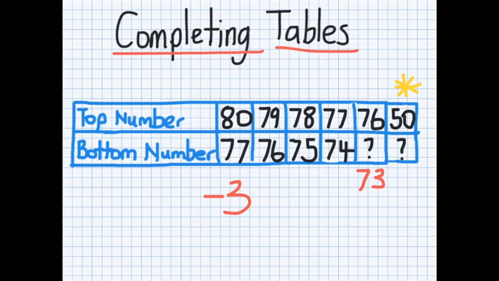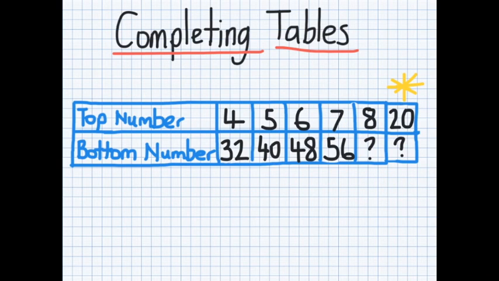And then as you can see here, it's a bit different, trying to trick us out, but we've got 50, subtract 3, well, it's going to be 47. Here we go, so we're looking at the relationship between the top and bottom number. So 4 to get to 32, well, we're multiplying it by 8. Let's see if that works. The next one, 5 to 40, well, 5 times 8 equals 40, 6 times 8 equals 48, 7 times 8 equals 56, 8 times 8 is going to be 64. And again, trying to trick us out here, 20 times 8, well, that's going to be 160.